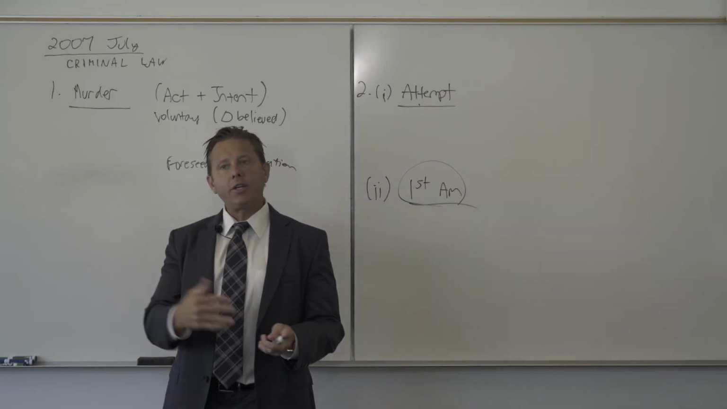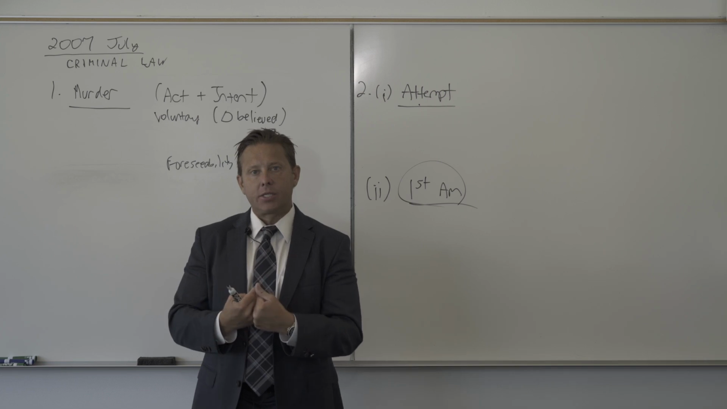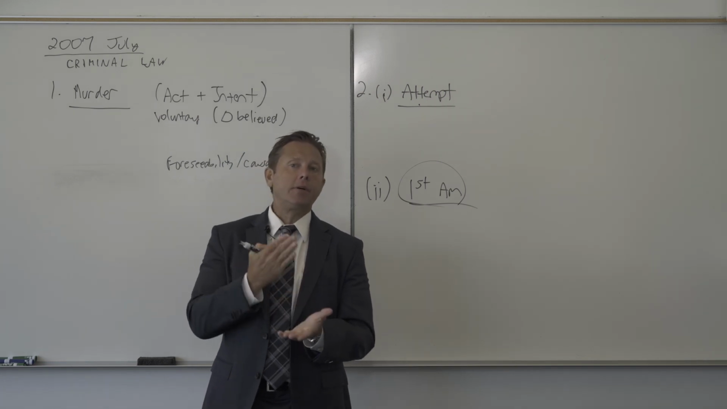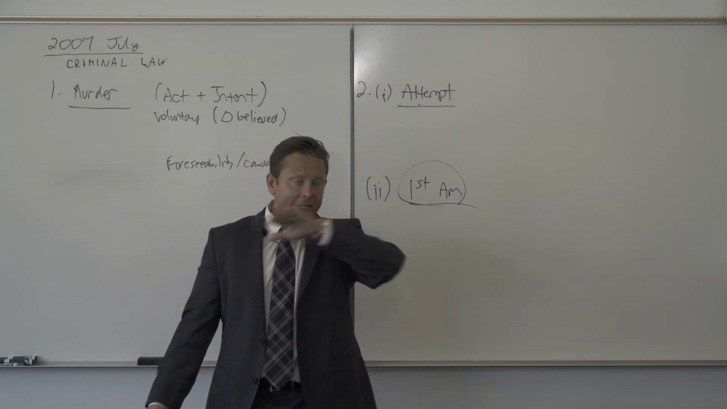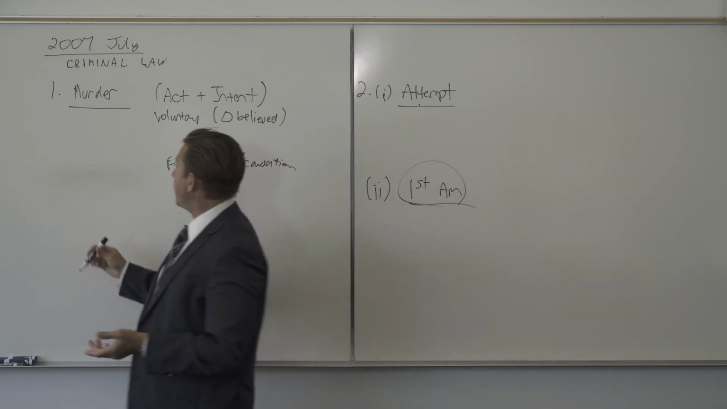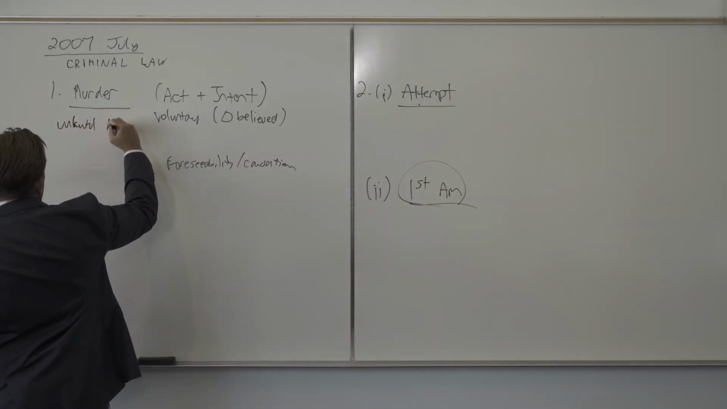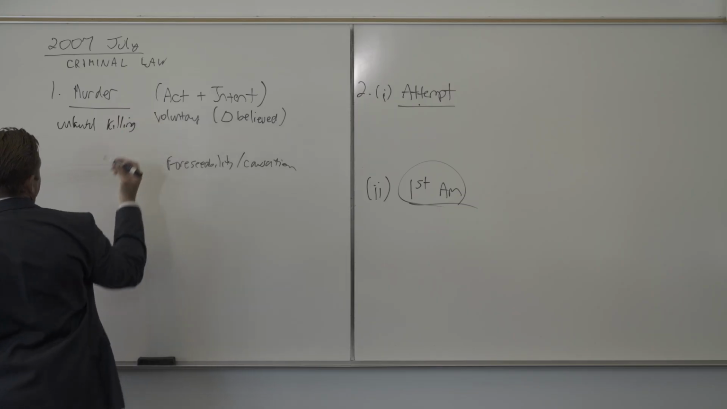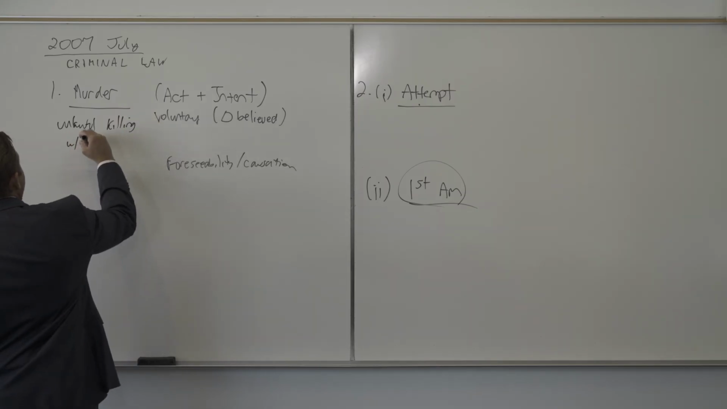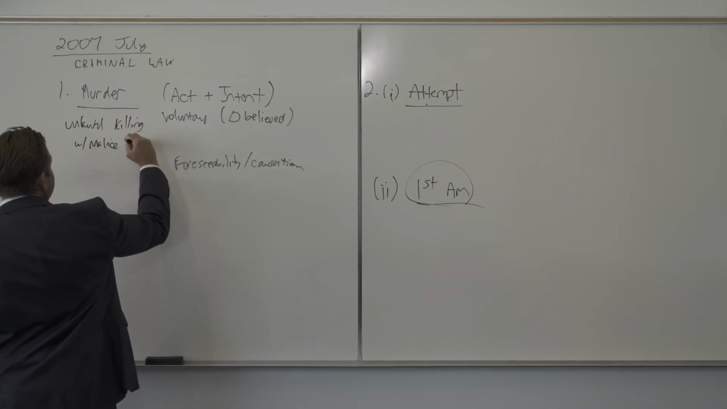So understand, let's go to the definition of what murder is. Murder is the unlawful killing with malice aforethought. That's it. That is the definition of murder. Now, it's the unlawful killing. Obviously, it's unlawful. If it was lawful, it wouldn't be murder. Unlawful killing with malice aforethought. That is it. All right.